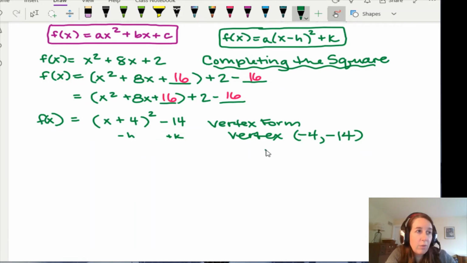If we had to graph this, we would also notice that the a, the vertical stretch, there's no number there, so the a is 1. So we would just be doing some shifting for this equation. Let's do another example so you can start to see the pattern of completing the square.